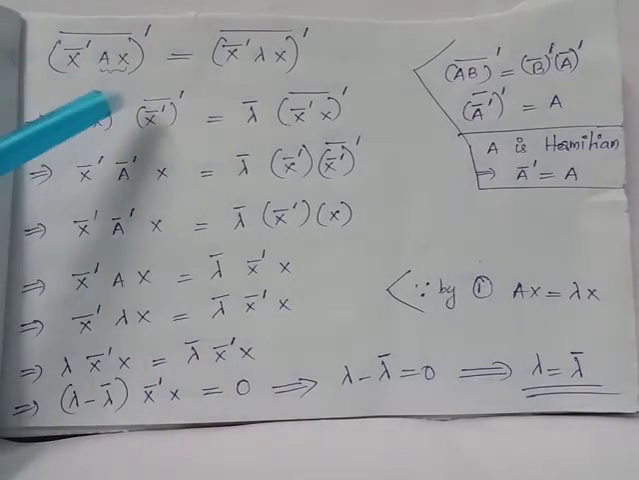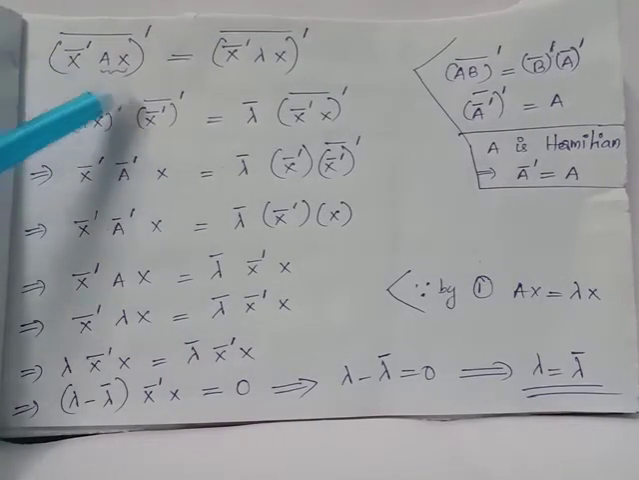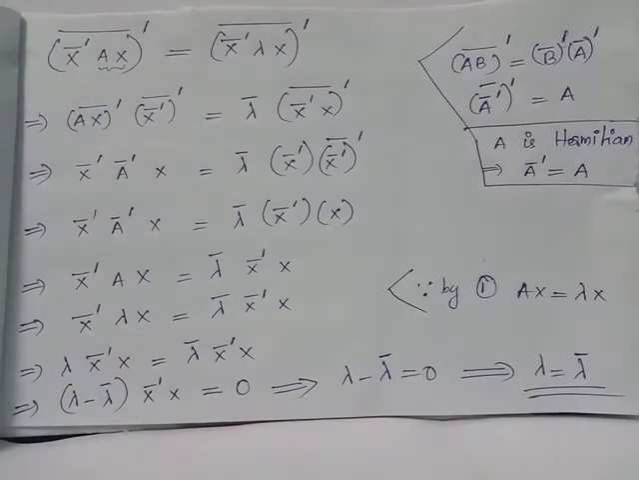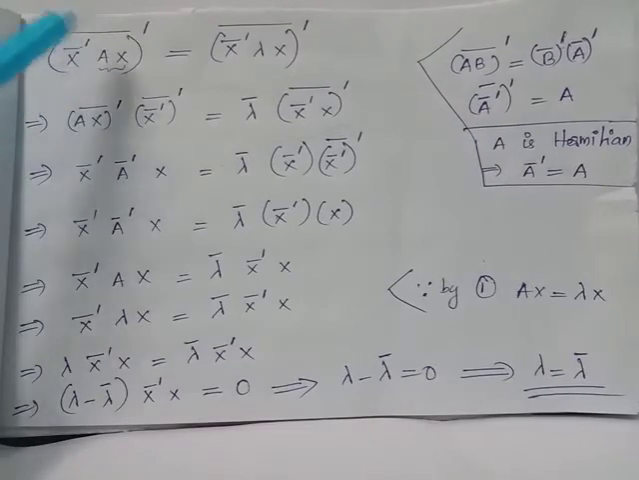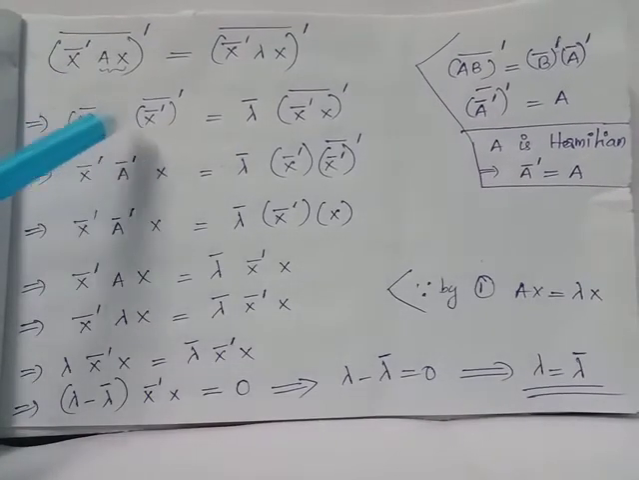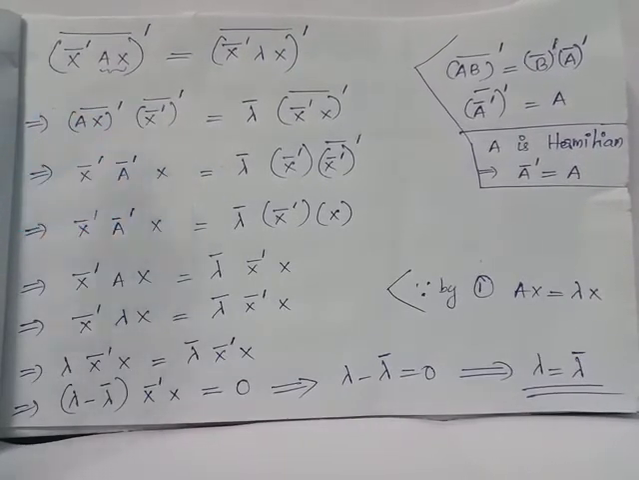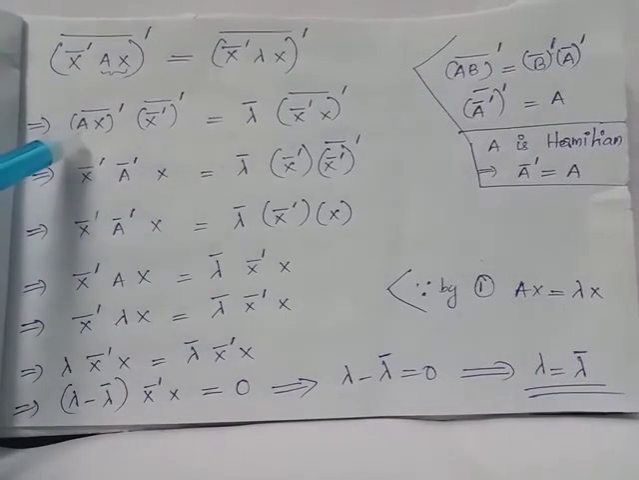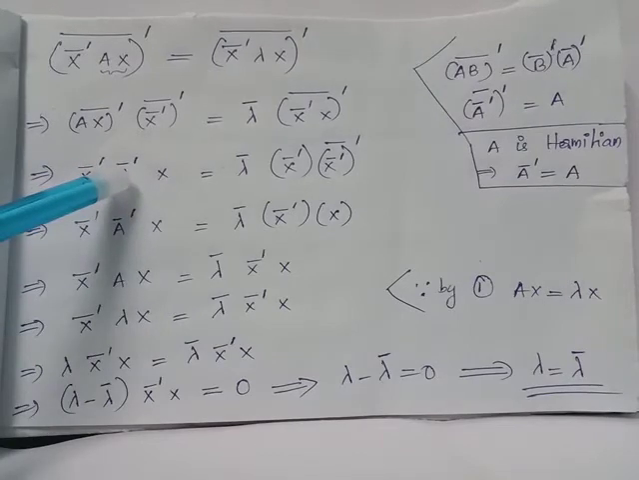Here we group the product of matrices as x conjugate transpose into Ax. So we consider Ax as one matrix and x conjugate transpose as other matrix, and we apply conjugate transpose operation. Then we have (Ax) conjugate transpose into (x conjugate transpose) the whole conjugate transpose. This becomes x by following this property, and again we apply reversal law here so that we obtain x conjugate transpose into A conjugate transpose.